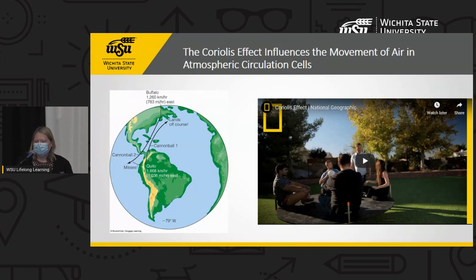So there's a little video here from National Geographic, where he does an experiment with people on a merry-go-round, and they throw a ball. When they're throwing the ball, imagine that the ball is air, and that'll help you conceptualize air circulation patterns and why it's just not going straight to the poles.